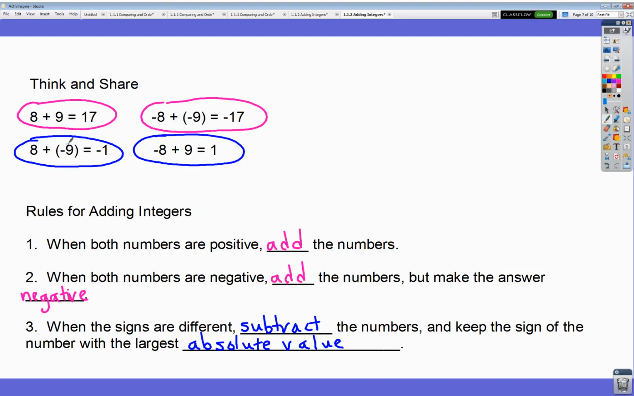So in our first example, -9 is further away from 0 on the number line than +8 is. So we're going to keep the sign of this larger number, or the number with the largest absolute value, and our answer is going to be negative. In our next example, the 9 still has the largest absolute value. It's positive, so our answer is going to be positive as well.